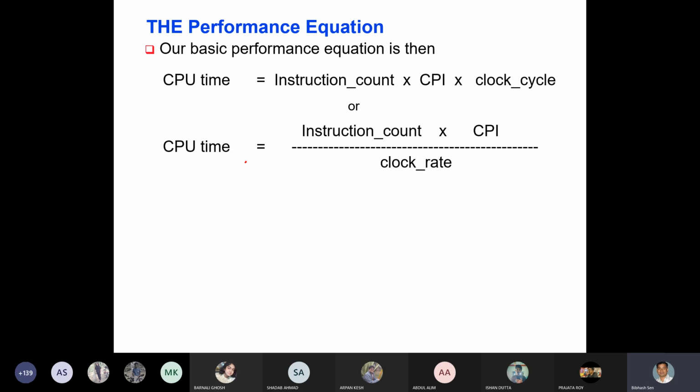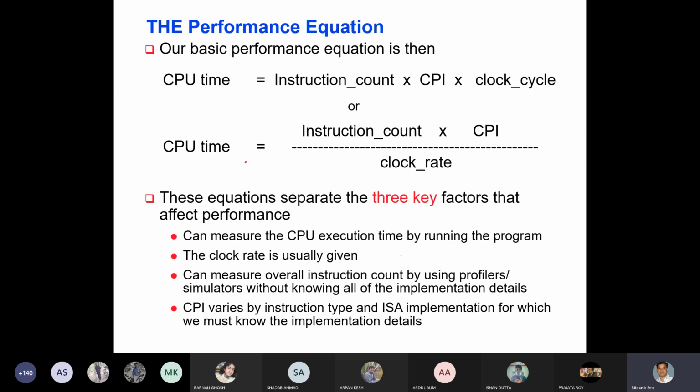Our basic performance equation is there. CPU time: just remember instruction count, CPI, and the clock cycle. How to find out the clock cycle, I have shown. Now clock per instruction you also know. So CPU time is instruction count into CPI by the clock rate. Clock cycle time you will find from your frequency.